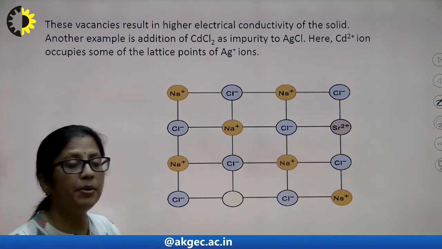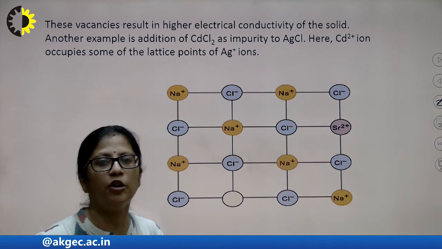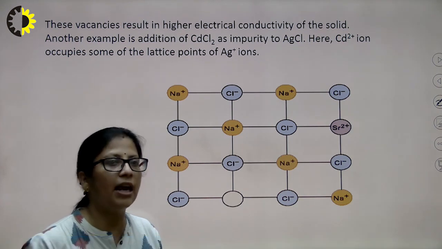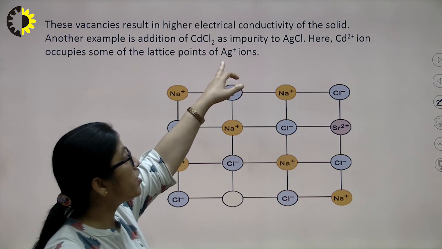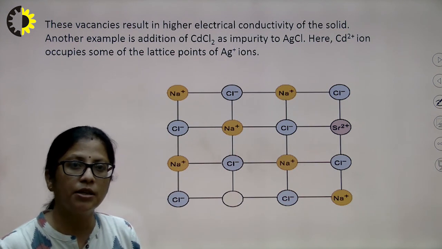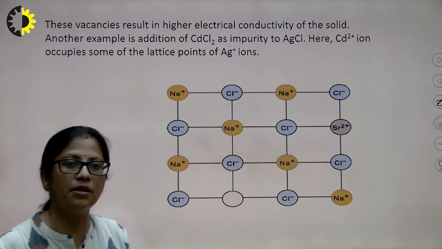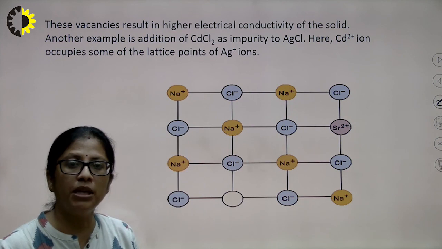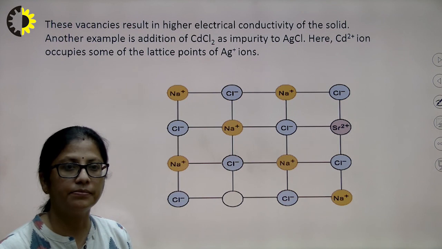Another example is the addition of cadmium chloride as an impurity to silver chloride. Here again the cadmium ions occupy some of the lattice points of silver ions, and since silver ions are present in the +1 oxidation state, but the cadmium ions are present in the +2 oxidation state, for every cadmium which is to be incorporated into this crystal lattice, there should be removal of 2 Ag+ ions from the system, so that electrical neutrality can be maintained.